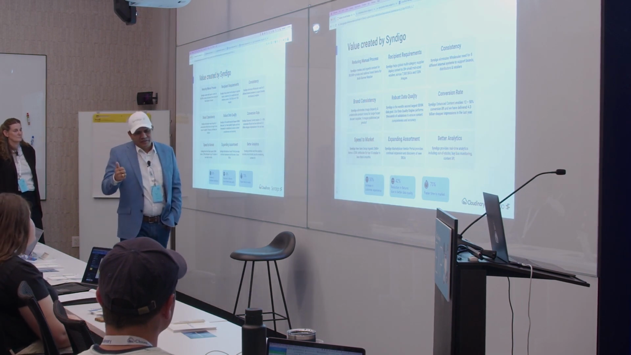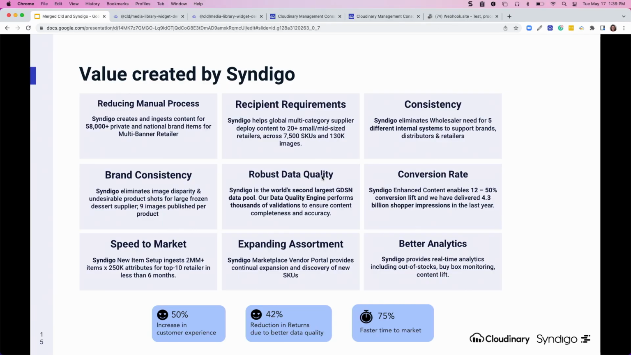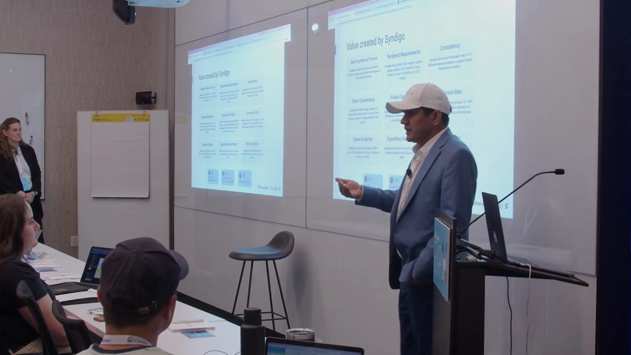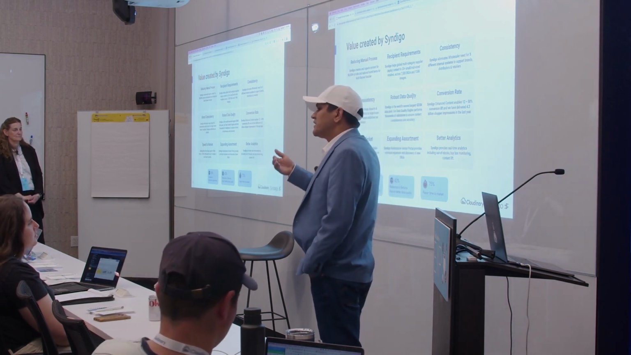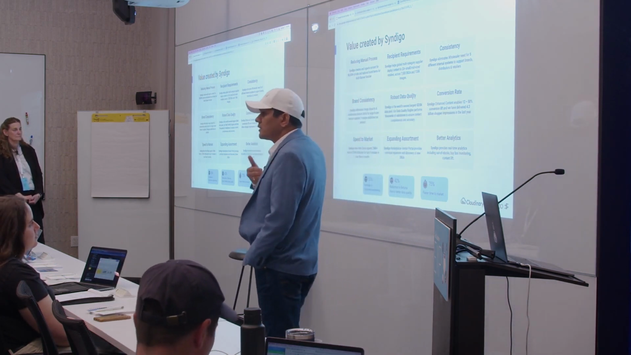So we're trying to reduce their manual processes, trying to meet the recipient's, the end user's, the consumer's requirements, what they expect from the data, maintaining consistency across brands, as well as expanding and exploring new SKUs day by day, right? So that is how we came up to 130 million products so far. We are not only a data management company, we are also a data pool by itself.